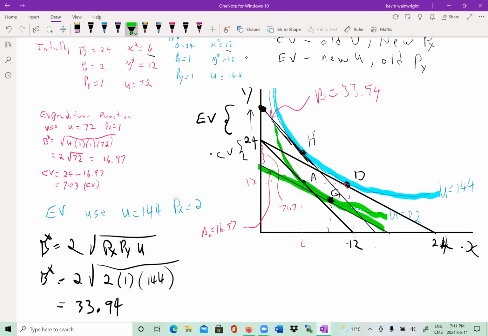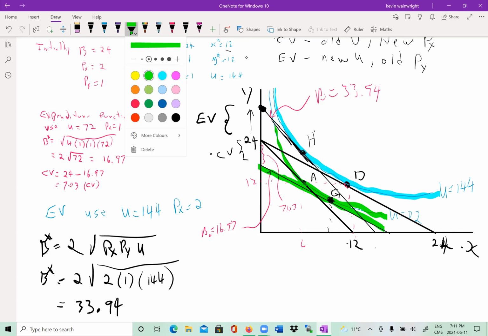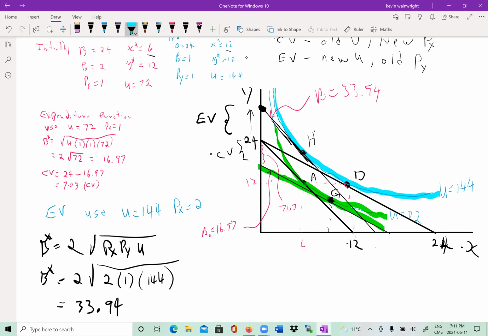That is what you need. Old utility, new price for CV. For EV, we take the new indifference curve, but at the older, higher price ratio. And that gives me the equivalent variation. So how much am I willing to pay to get the price of X lowered? I'm willing to pay $7.03 to get the price of X lowered.